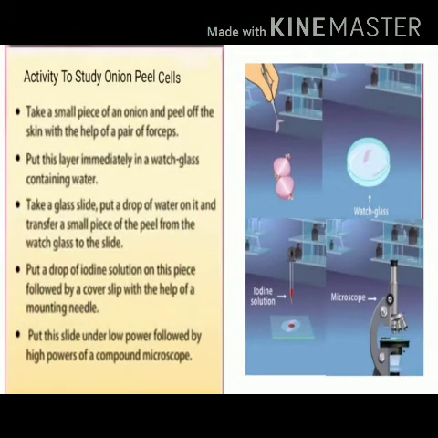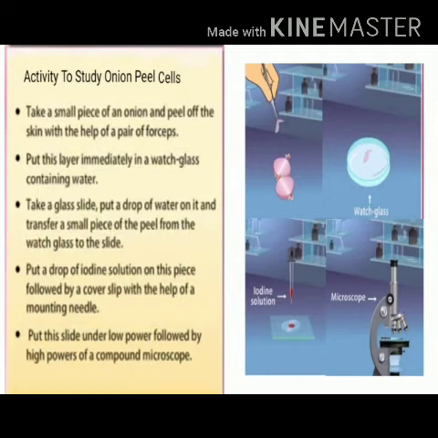So here we are going to take an onion so that we can observe the onion peel cell, through which we will be able to see the plant cell. Another slide we will prepare for human cheek cell, in which we will be able to see the structure of animal cell. So two activities we are going to perform.